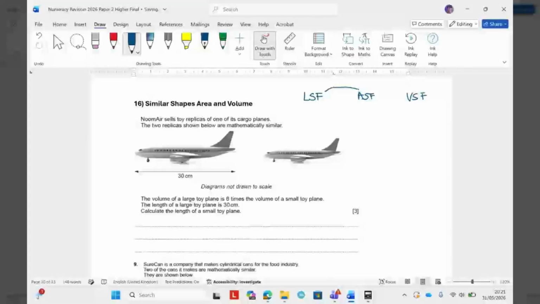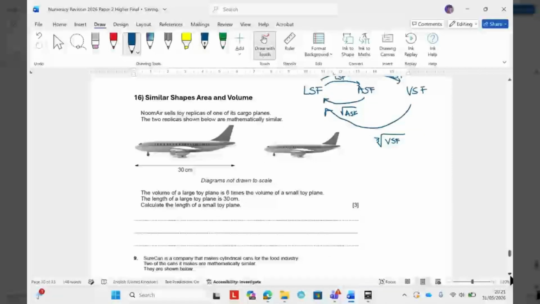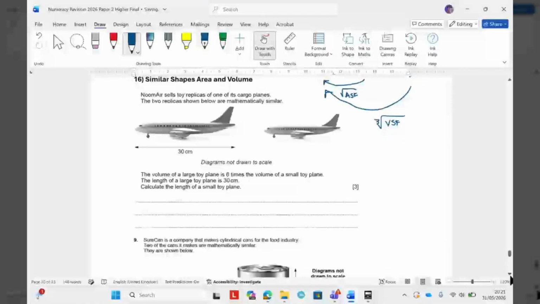Remember, if you need area, you square this. If you need volume, you cube this. If you need that one, you square root that. And if you need that one, you cube root that. This is a question of what can we work out, or what do we get given, but what do we need? Right?